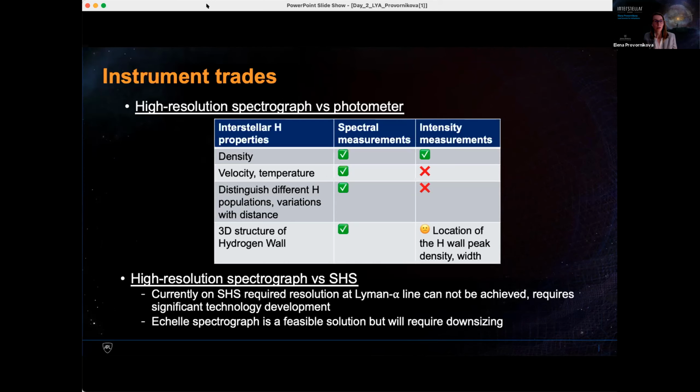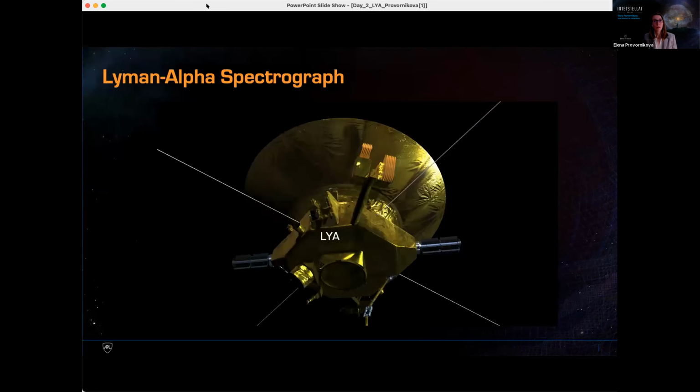Another instrument trade we looked at is the high resolution spectrograph versus SHS. Currently with SHS, the required resolution at Lyman alpha cannot be achieved, and that requires significant technology development. This is a limitation related to the grating surface roughness. But the HL spectrograph is a feasible solution, though it will require downsizing. Next. And I know Alice will talk more about this tomorrow. This shows where the Lyman alpha spectrograph would be located on this beautiful image of the spacecraft.